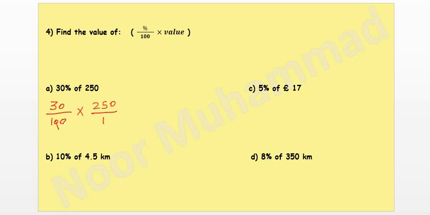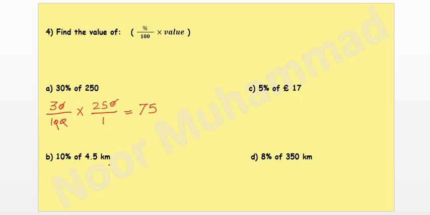So look at this 0 and these zeros, both the zeros can be cancelled with these zeros. So what is left now? We are left with 3 times 25. So 3 times 25 will be 75. So this shows that 30% of 250 will be 75.